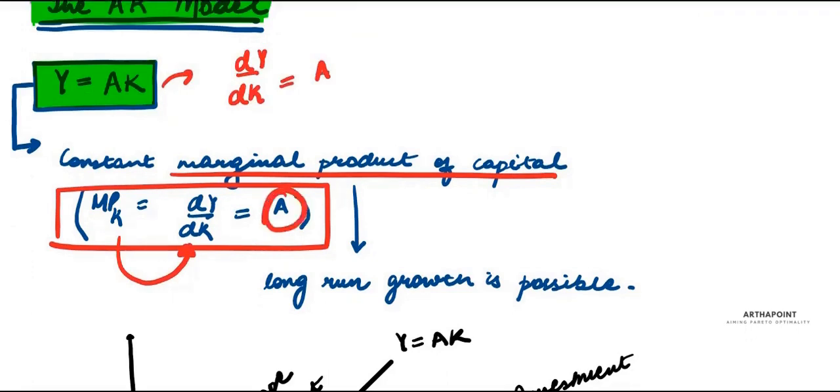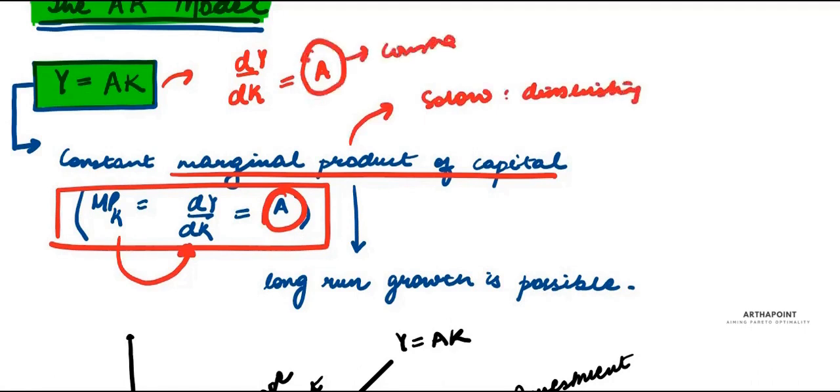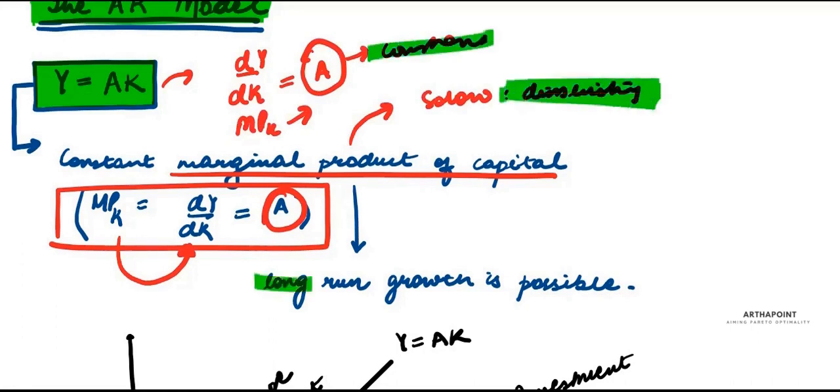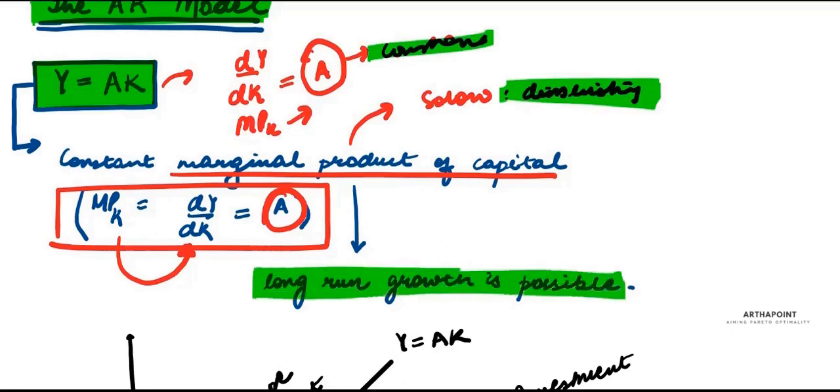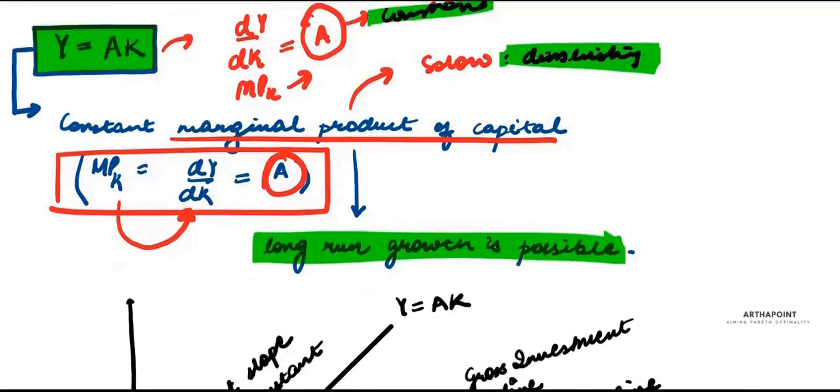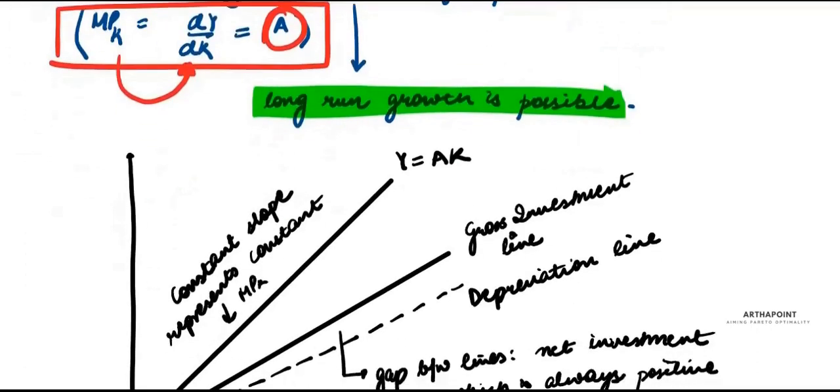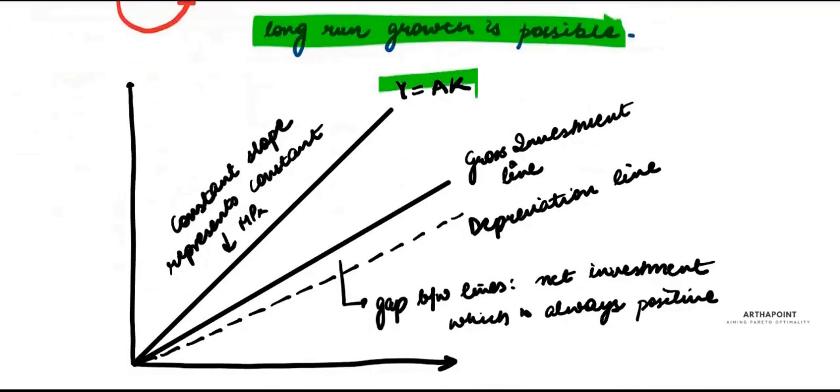Now notice that unlike the Solow model where we had diminishing returns to capital, here we have constant returns to capital. Here the marginal product of capital is constant. So because we have constant returns to capital, unlike diminishing returns to capital, long run growth is in fact possible because your production function is now a line instead of a concave curve. So this is y is equal to AK.